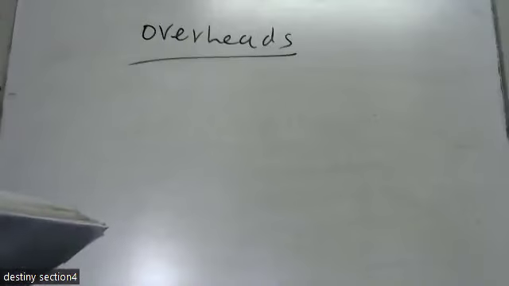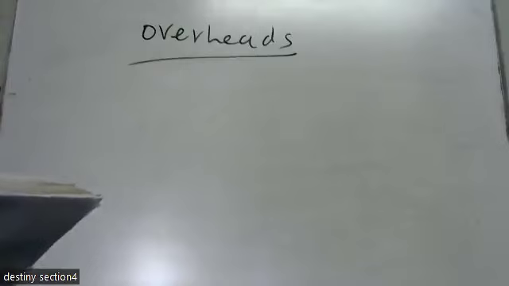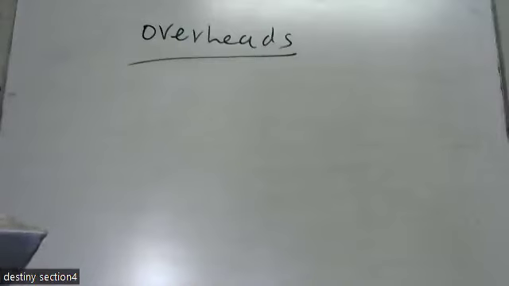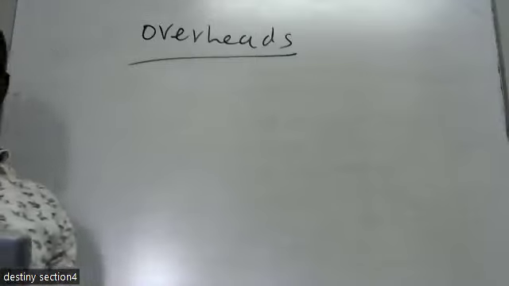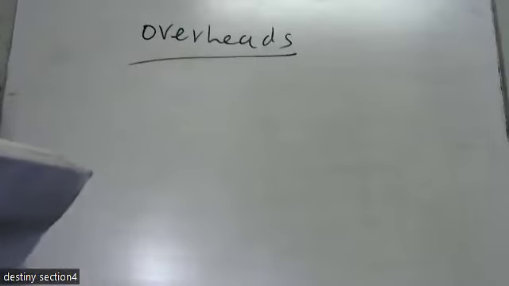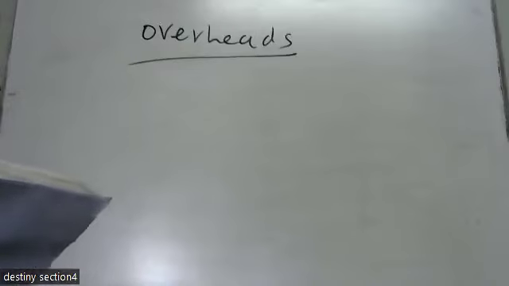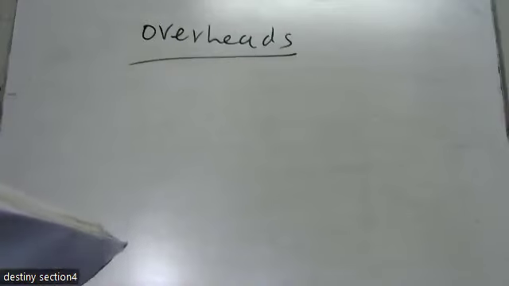Then another paragraph, we write that they are also indirect labor, indirect materials and expenses. They may include all costs which cannot be identified directly to a specific cost unit.